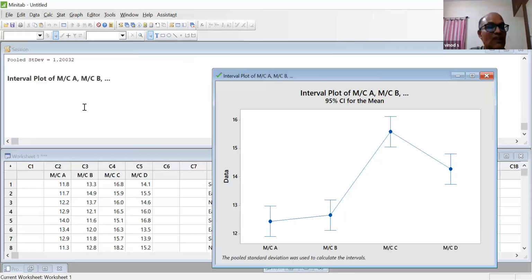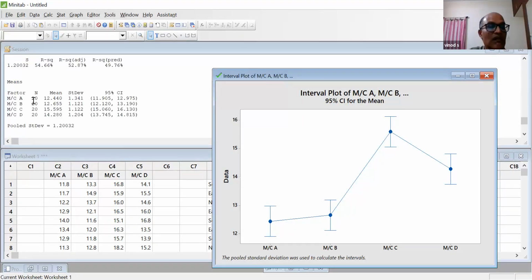So these are all the things. The mean values are given here: 12.44, 12.65, 15, 14. All these things are given here. It's the same thing we have seen here. So you can look at the graph; it will give you a better idea.